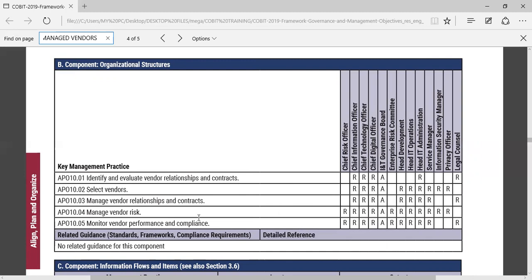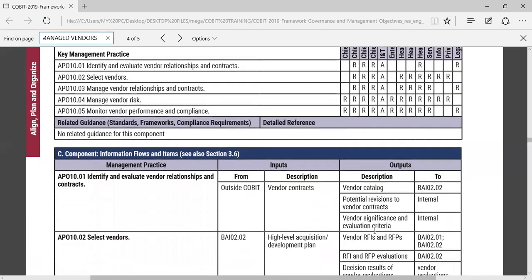Manage vendor risk. All right. I&T Governance Board is accountable. Responsibilities can be shared by Chief Risk Officer, Chief Information Officer, Chief Tech Officer, and so on. Lastly, monitor vendor performance and compliance. COBIT says it is the leadership. I&T Governance Board is accountable. Responsibility can be shared. So what we're saying is that these activities, these management practices should not just be established without having people, individuals, responsible and accountable for their execution, for their implementation.